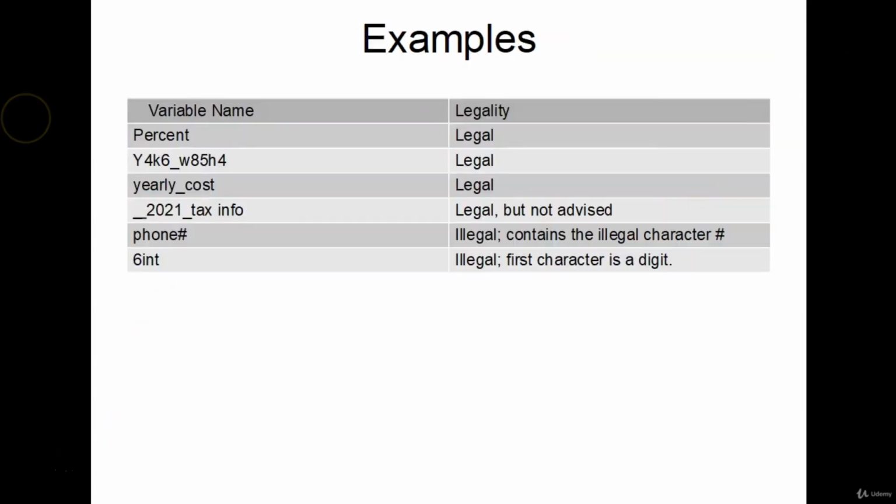So let's look at some examples. The first one here, we have the word %, capital P. The rest of the letters are lowercase. This is perfectly legal. The same thing here, capital Y. There's an underscore. There's some numbers, all lowercase letters, perfectly legal. Same thing with yearly underscore cost. And the next two variables are illegal. The first one containing an illegal character, and the last starting with a digit.